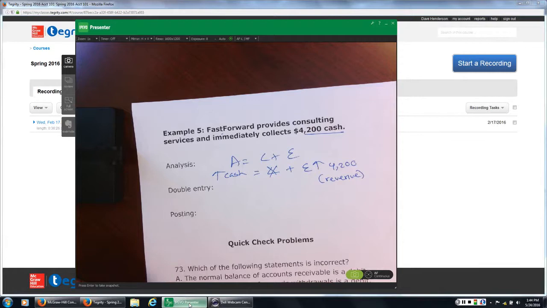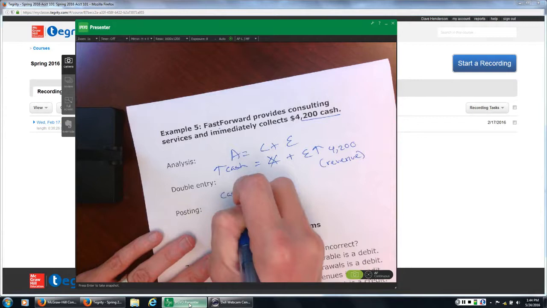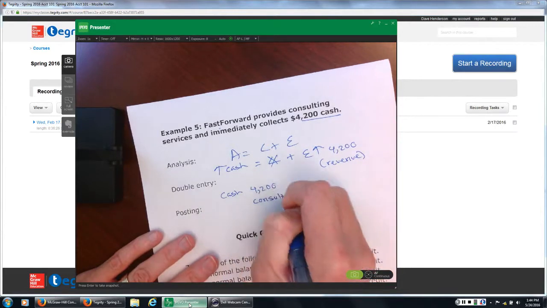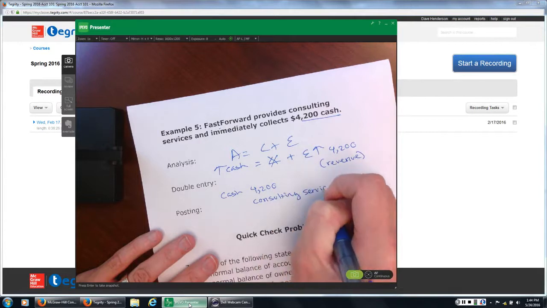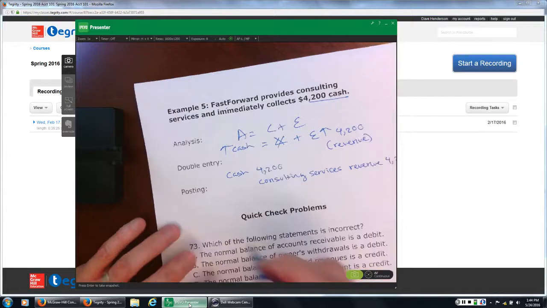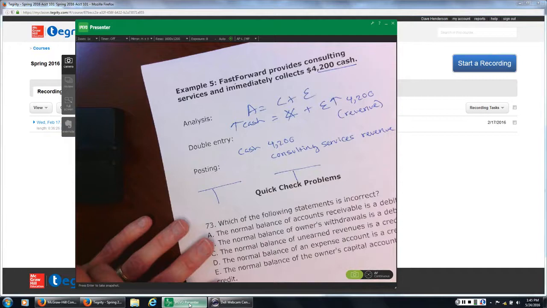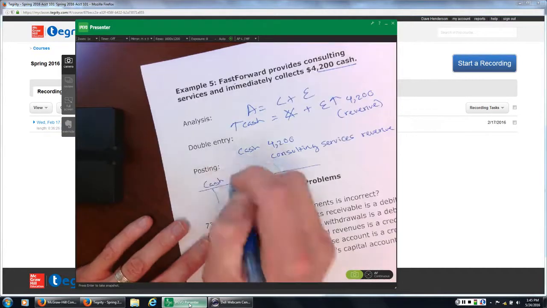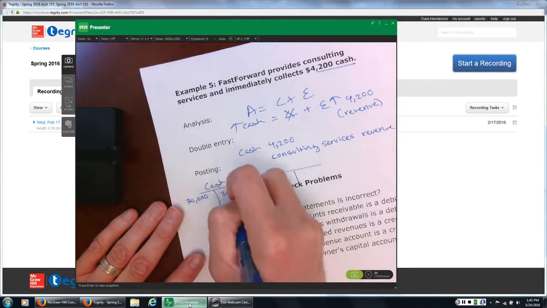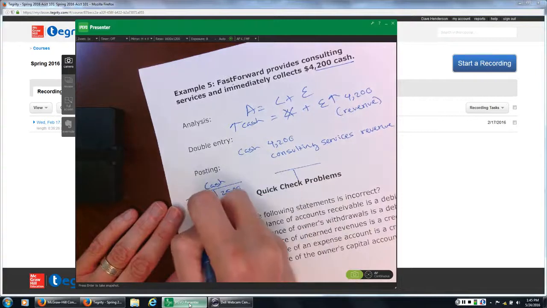All right, so if we can go ahead and do our journal entry, we would debit cash of $4,200, and then we would credit consulting services revenue for $4,200. And then if we think about our posting here with our T account to simulate our accounts in our general ledger, we have cash over here. Remember what we had was $30,000, right? We have the $2,500 over here. We have the $26,000 here, right? But now what we're doing is we're adding $4,200 right there.